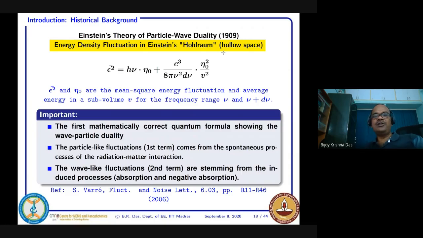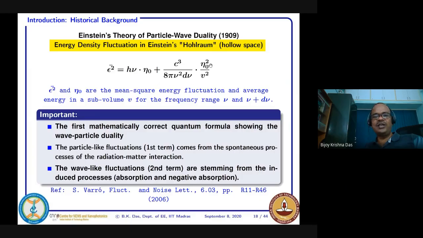then his theory shows that the energy at a particular point, or a particular differential volume inside the chamber, is not remaining constant. It's fluctuating. And he developed the theory from the concept of this energy quanta as well as black body radiation, all those concepts. And then he derived this mean square energy fluctuation.